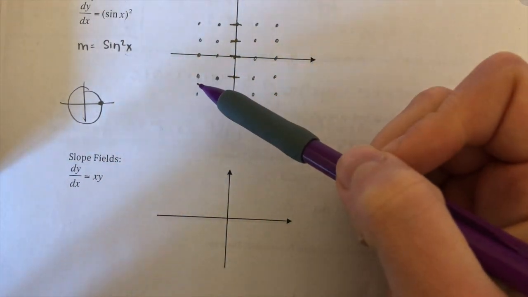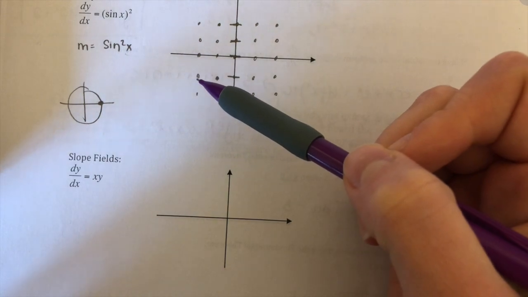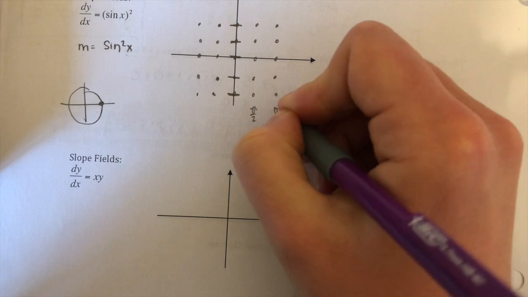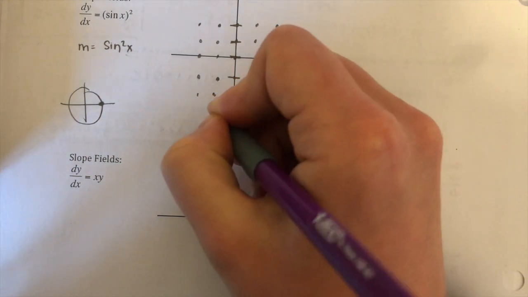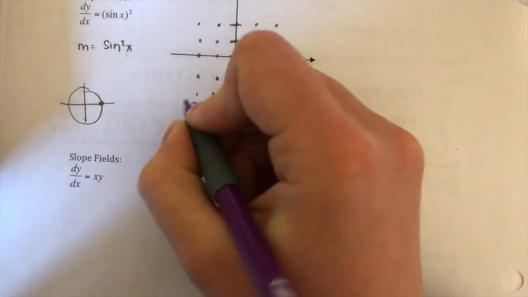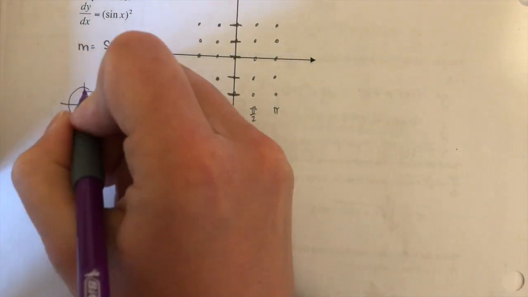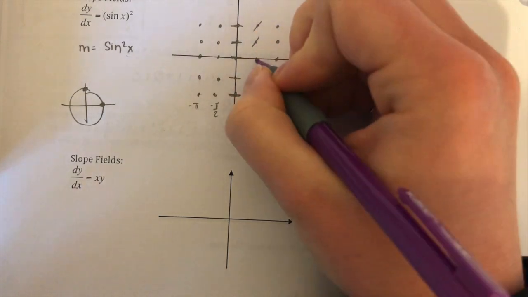I'm going to use this as pi over 2, and then this is pi. This is negative pi over 2. This is negative pi. Otherwise, it just is tricky. Okay, sine at pi over 2 is 1. Okay, 1 squared is a slope of 1.